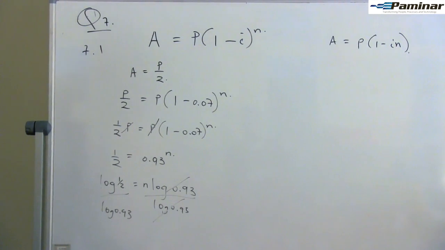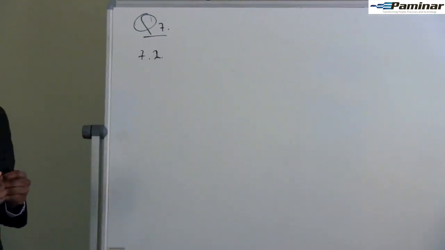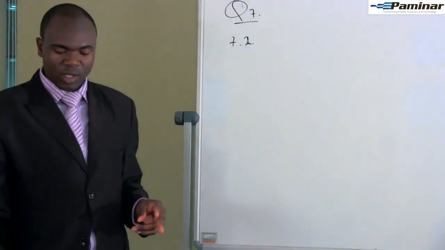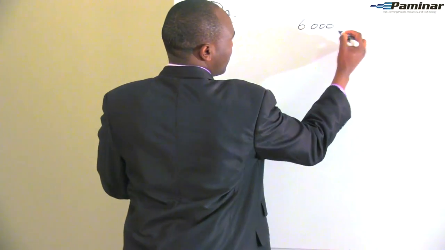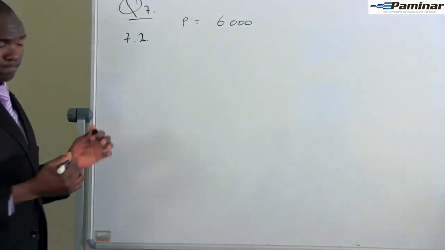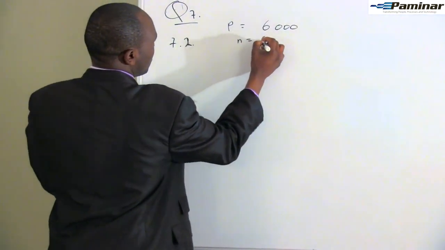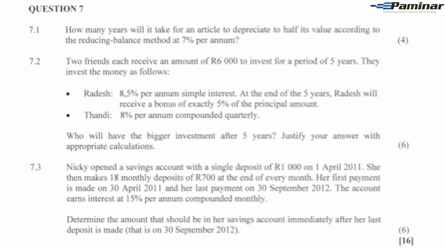So now let's go to the second question. Right. We are told that there were 2 friends. They received an amount of 6,000 to invest for a period of 5 years. So this is the amount of money, 6,000 to invest, so this is sort of a present value. For how long? For 5 years. So N is 5. All right? And then they invest the amount of money as follows.